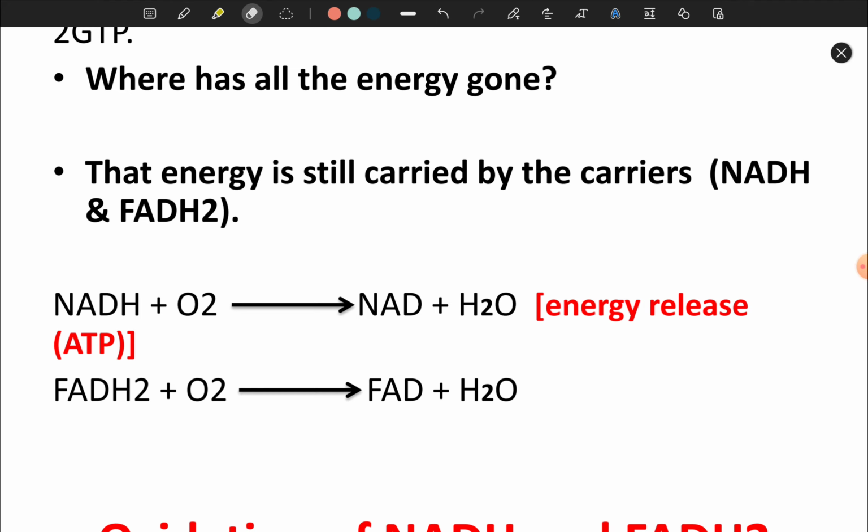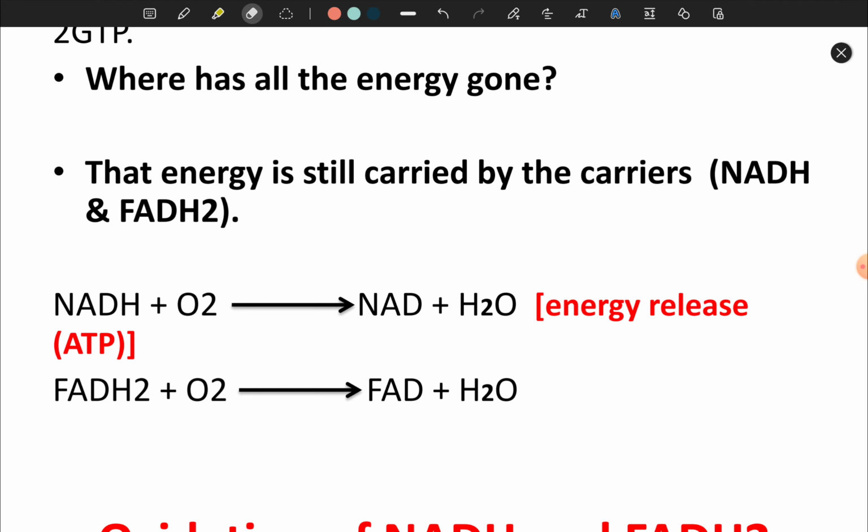Yes, generate heat. Why do you need it? Yes, very good. So the other half will be released as heat. Is it wasted heat? No, it's not wasted heat. It will be used to maintain our body temperature within a normal range.